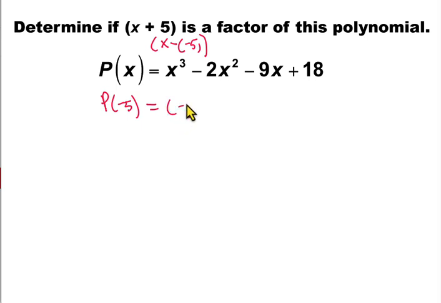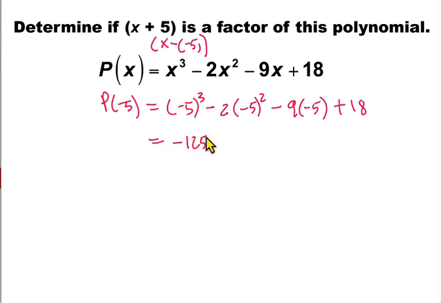equals negative 5 cubed minus 2 times negative 5 squared minus 9 times negative 5 plus 18. Negative 5 cubed is negative 125. Negative 5 squared is 25 times negative 2 is minus 50. Negative 9 times negative 5 is positive 45 plus 18.